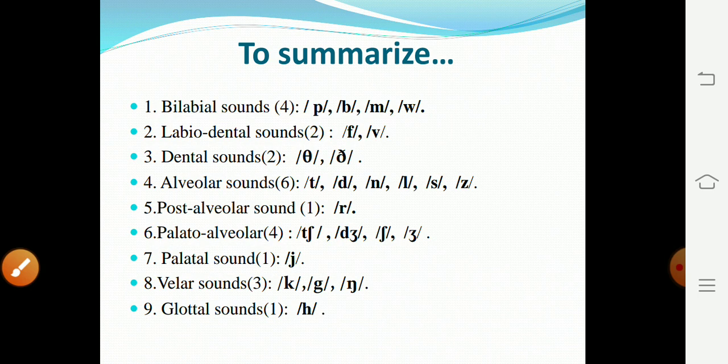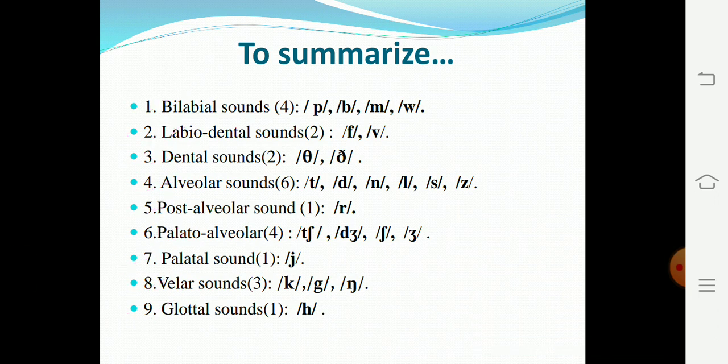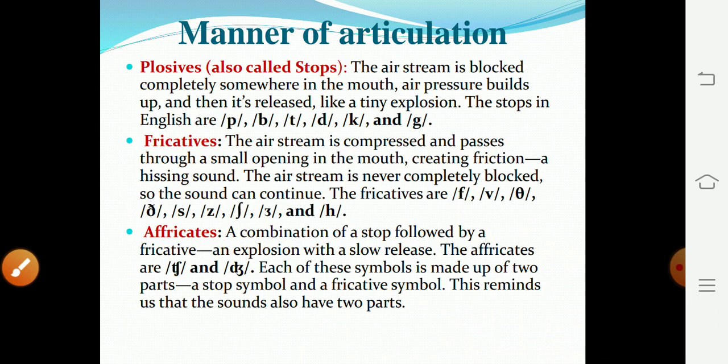So, to summarize, there are 4 bilabial sounds, 2 labiodental sounds, then there are again 2 dental sounds, 6 alveolar sounds, 1 post-alveolar, 4 palato-alveolar, 1 palatal sound, 3 velar sounds and 1 glottal sound. Now we move to the manner of articulation.